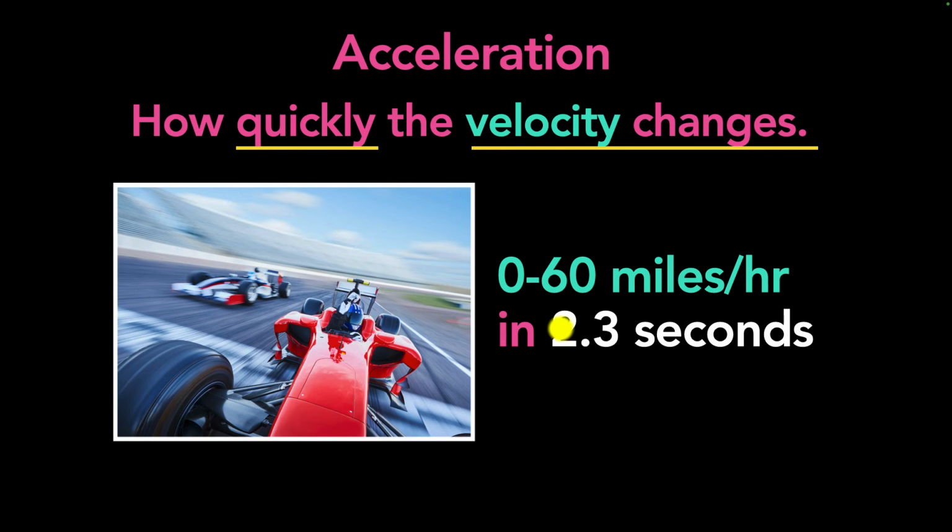So, for example, in our daily life, we might hear things like, race cars can go from 0 to 60 miles per hour in 2.3 seconds. Now, look, this is a measure of how quickly the velocity changes.